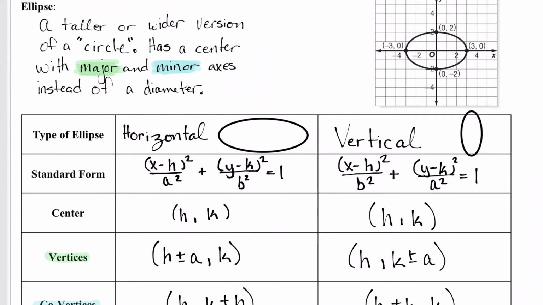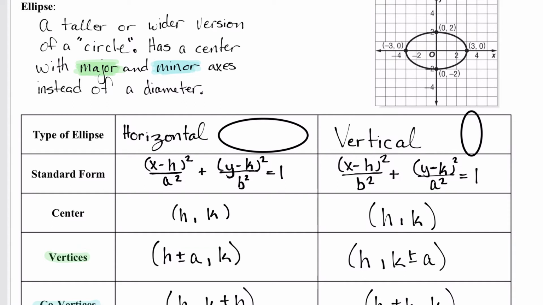We are looking at ellipses today. The way I describe it, and this is definitely not the most official definition, is a taller, wider version of a circle. So you could say it's like an oval.